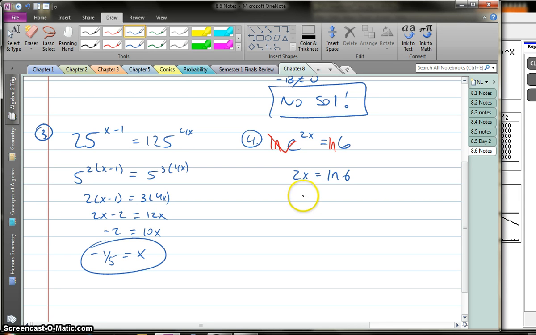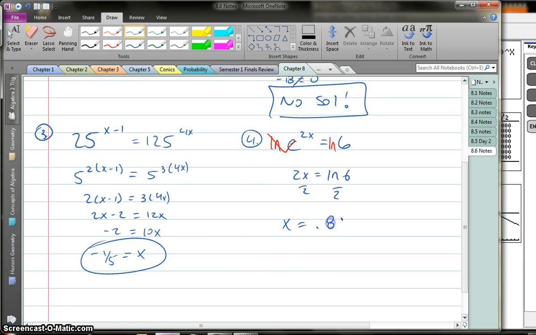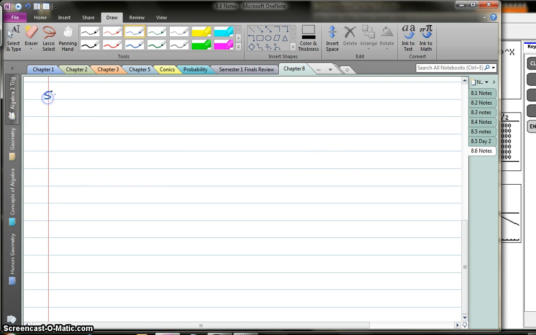Then we would divide both sides by 2. So in your calculator, the natural log, ln of 6, divided by 2, and you get 0.896. So be able to work with e. Alright, plugging along. Let's look at number 5.